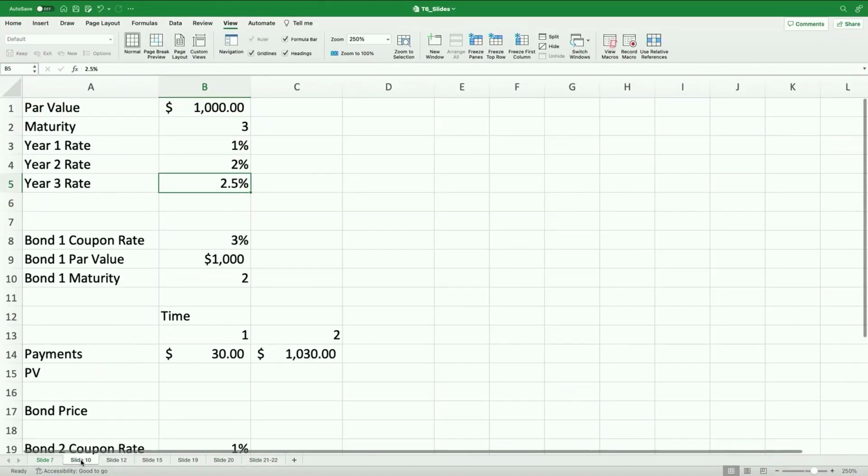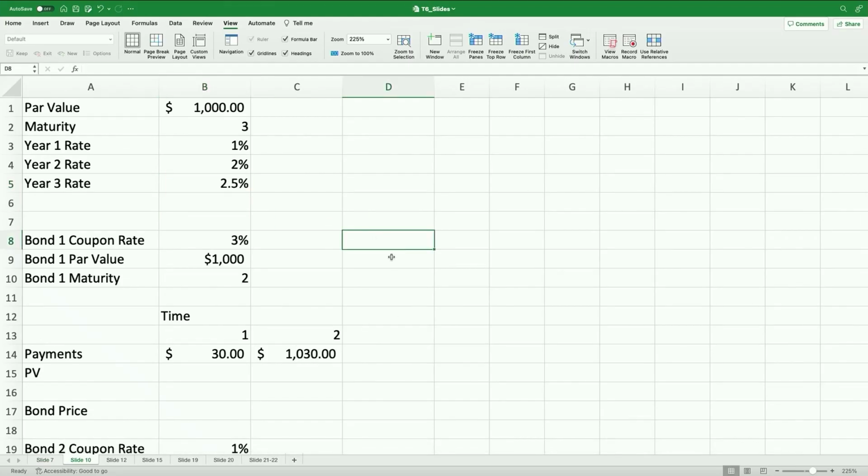So I'm on the next slide. All right. And this next slide has the important components to the problem. So remember, the problem tells us that the 1-year spot rate is 1%, the 2-year spot rate is 2%, and the 3-year spot rate is 2.5%. Okay? And bond 1, remember, has a coupon rate of 3%, a par value of 1,000, and matures in 2 years. Okay? So first, let's think about the timing of the cash flows.